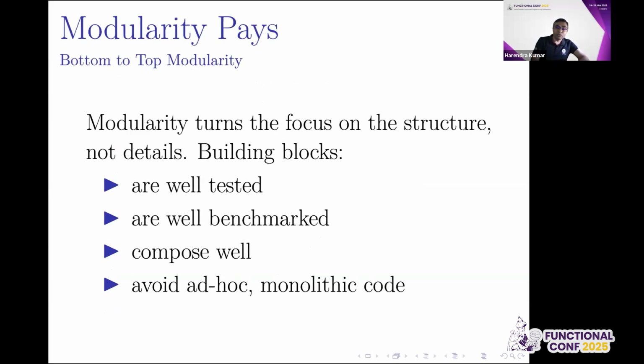Modularity lets you focus on the structure of the programs rather than the details. You can have building blocks which are well tested, well benchmarked, and they compose very well. Instead of writing ad hoc monolithic code, we can just compose together very well tested and benchmarked combinators, which will be very reliable, and it will be easy to do. The only thing is that you need a comprehensive set of combinators to compose a wide variety of programs with them.